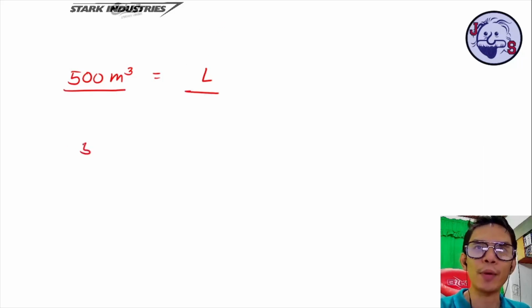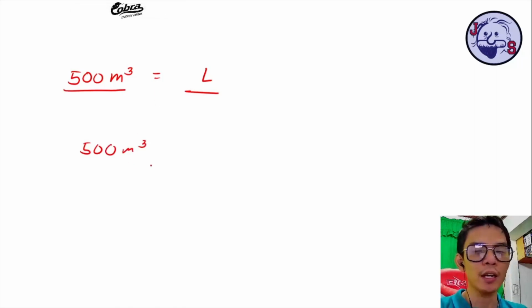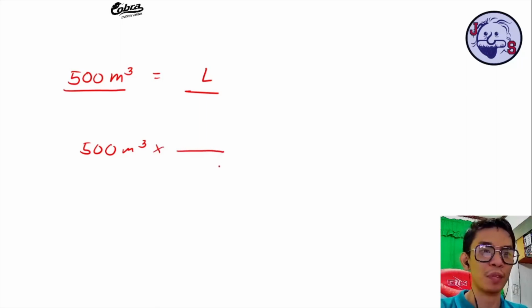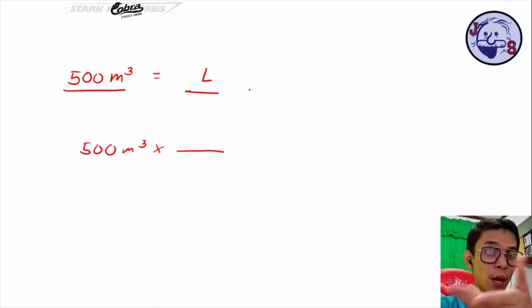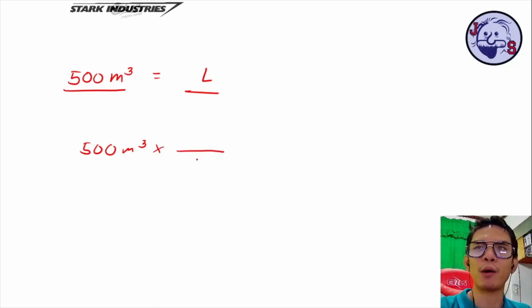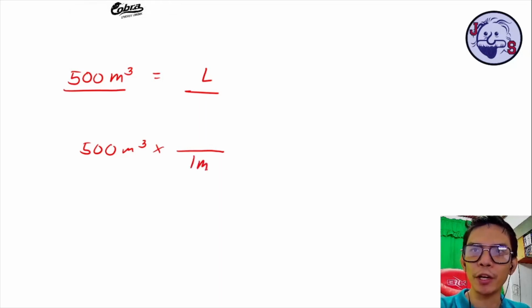Okay, so we have it. We are going to use dimensional analysis here. Dimensional analysis is very important in conversion problems like the one we have right here. So we have 1 liter. 1 liter is equivalent to how many cubic meters? Or somehow, 1 cubic meter is equivalent to 1,000 liters.